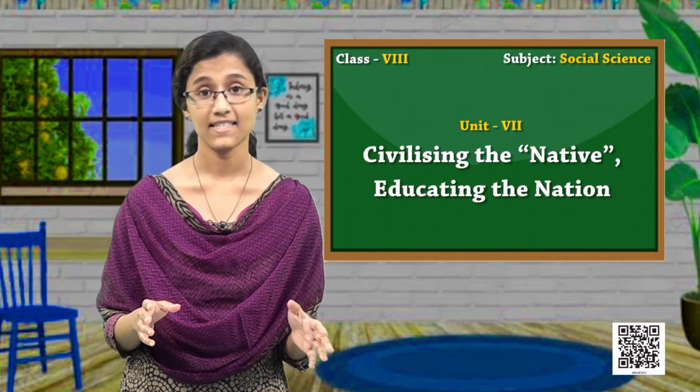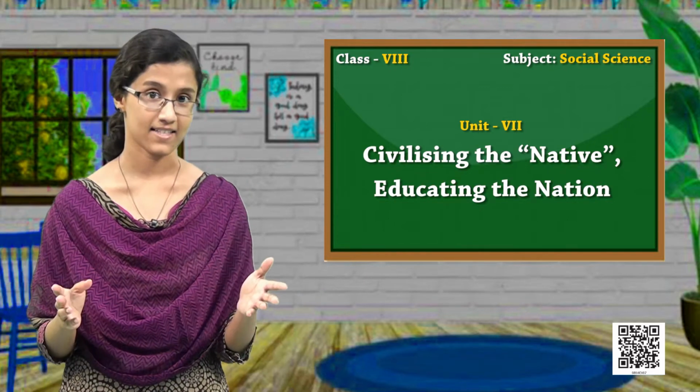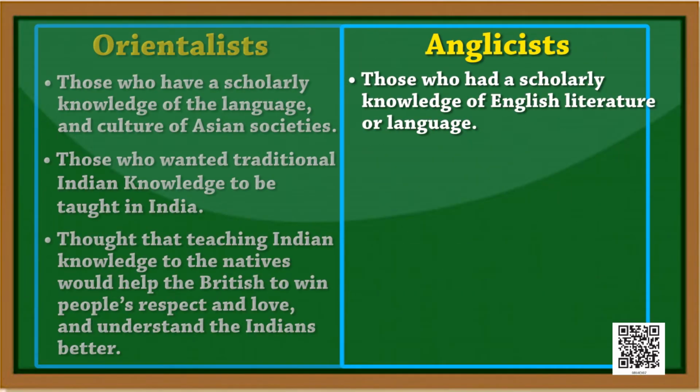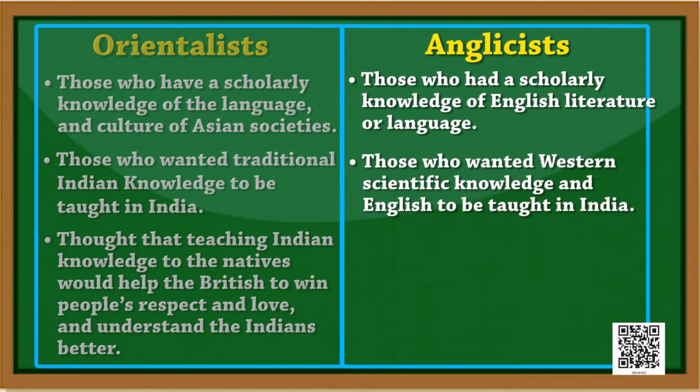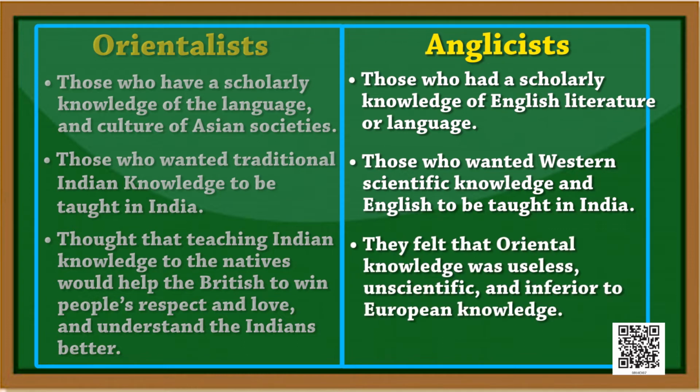Now let us understand the second group, the Anglicists. The Anglicists are those who have a scholarly knowledge of English literature and language. They wanted to teach Indians the Western scientific knowledge and English. This they thought would have a practical use in the lives of Indians. They felt that the Oriental knowledge was useless, inferior and unscientific when compared to the Western knowledge.